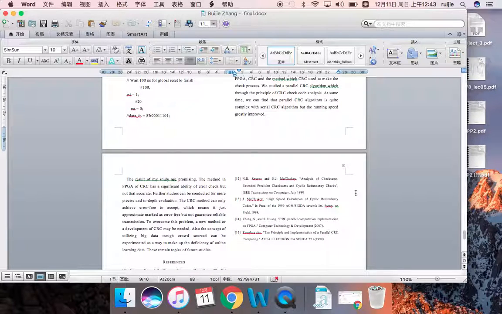The results of my study are promising. The method in FPGA for CRC has a significant ability of error checking, but is not that accurate. Further studies can be conducted for a more precise and in-depth evaluation. The CRC method can only achieve error-free acceptance, which means it just approximates error-free, but does not guarantee reliable transmission. To overcome this problem, a new method or development of CRC may be needed.